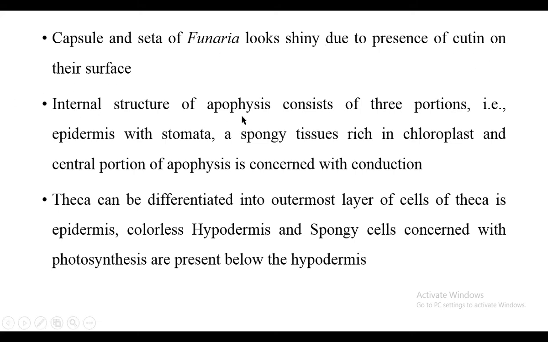Internal structure of apophysis consists of three portions: epidermis with stomata, a spongy tissue rich in chloroplast, and the central portion concerned with conduction. Theca can be differentiated into the outermost layer of cells, the epidermis, a colorless hypodermis, and spongy cells concerned with photosynthesis present below the hypodermis.